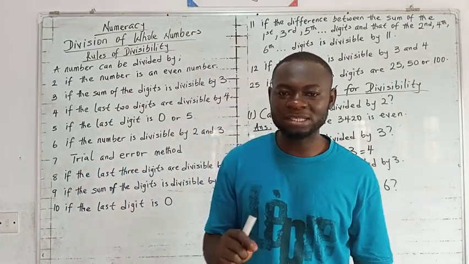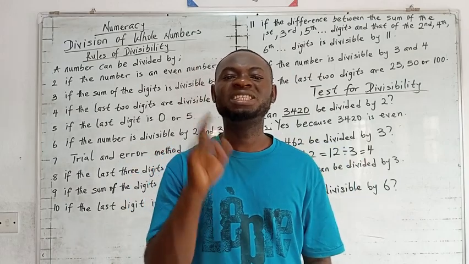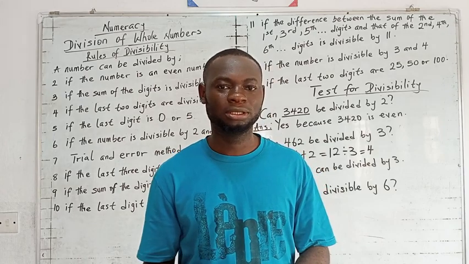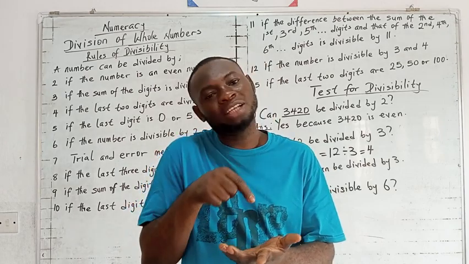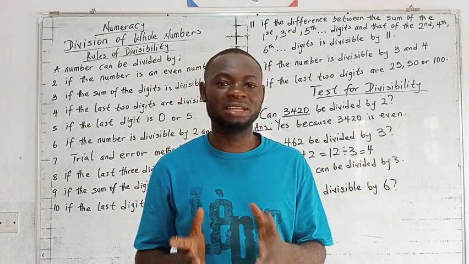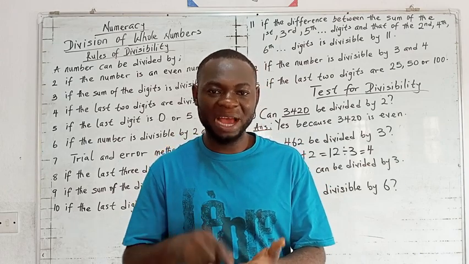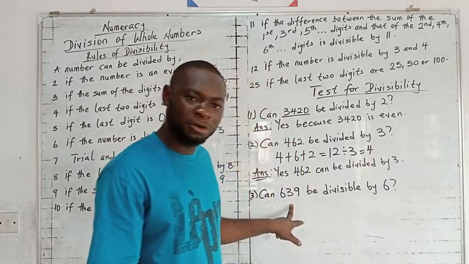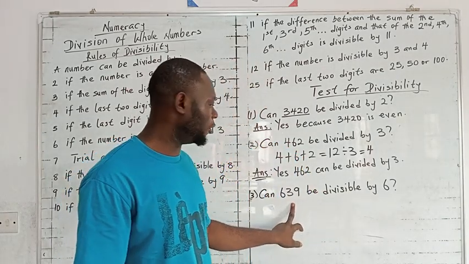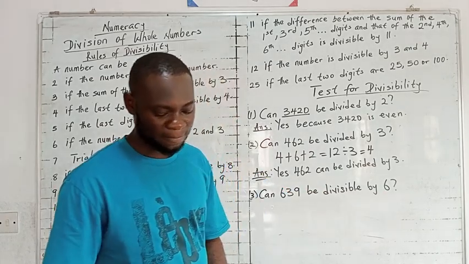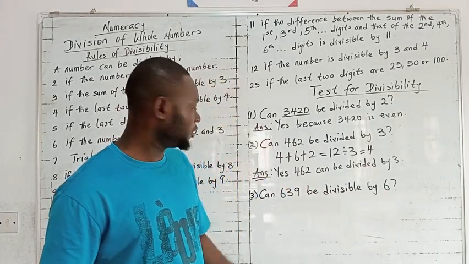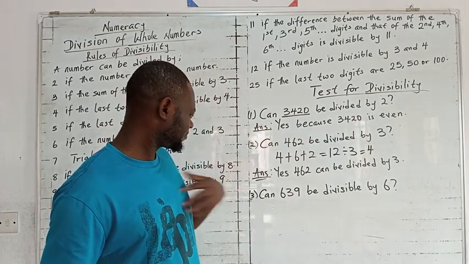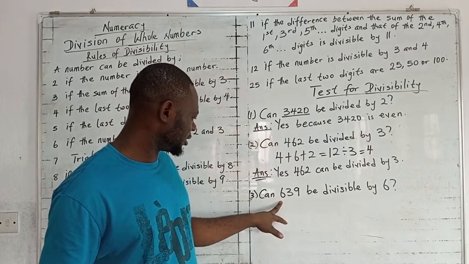Remember, divisibility by 6 says that the number must be divisible by 2 and 3. Not 2 or 3. Okay? The number that you are asking yourself if 6 can divide must be divisible by 2. It must also be divisible by 3. But since this number has failed to be divided by 2, therefore 6 cannot divide it. Okay? Even if it is divisible by 3, 6 cannot divide it.